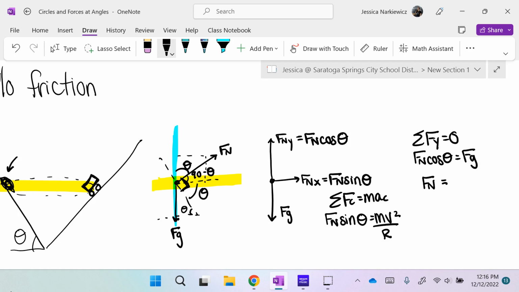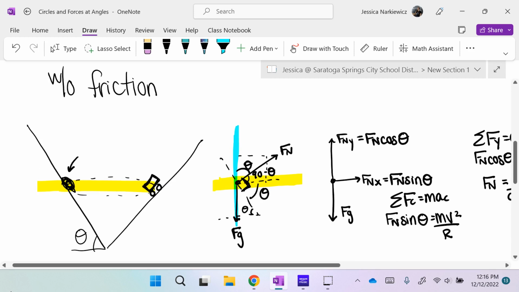What this shows me is that my normal force actually has to be larger than the force of gravity, as the force of gravity is simply a component of the normal force. This is unlike when I'm on an incline and accelerating down the incline, where my normal force is less than the force of gravity.